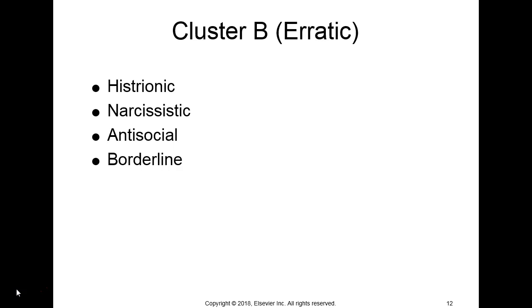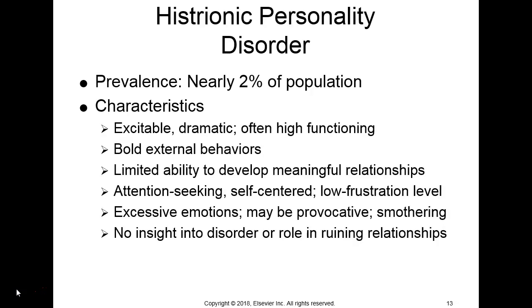So now we're looking at the cluster B, which are the erratic personality disorders. So we have histrionic, narcissistic, antisocial, and borderline. So these are all rather interesting. So histrionic personality disorder is about 2% of the population, and they used to call this hysterical personality disorder. So in other words, then what they say in your book, if you might think about just the word hysterical and what does histrionic really mean.